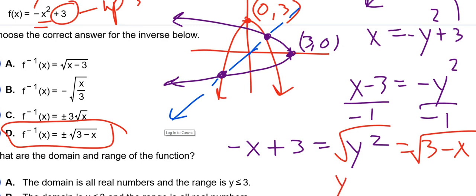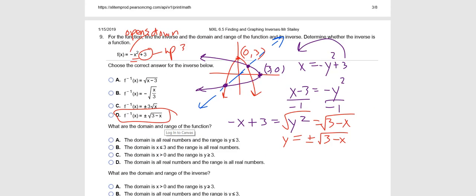And when we have the square root, don't forget that you have to have the plus and minus in front of it. Okay? We will finish up question 9 tomorrow. We will review. We will test Friday.